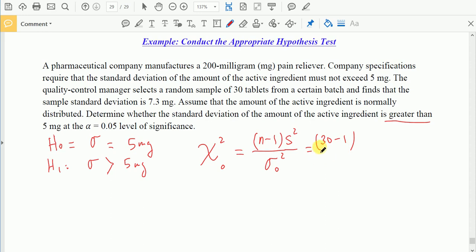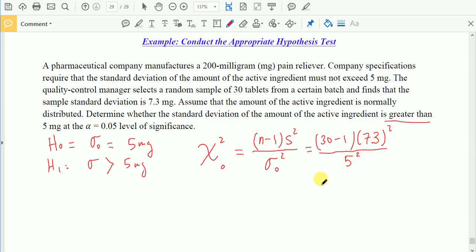And how about the s and the sigma at the bottom here? Here the s squared is the sample standard deviation, and it is given as 7.3 milligrams. So we have 7.3 squared, and this one is the original or the null hypothesis, right? Or 5 milligrams. So we have 5, right? This is the null hypothesis value. This is the sample that we are testing for, 7.3, and make sure this is squared.